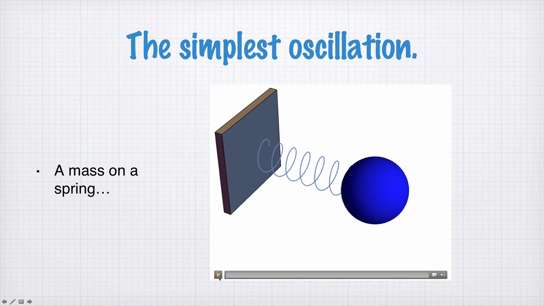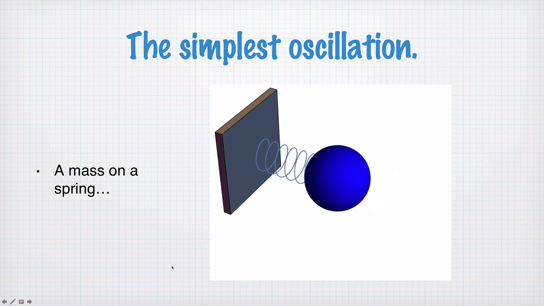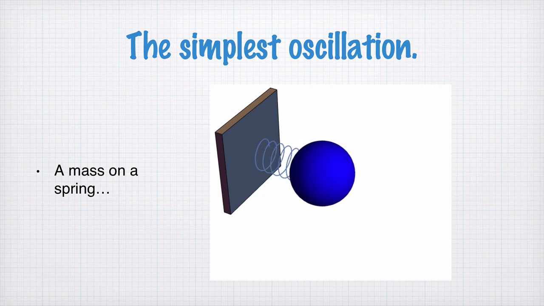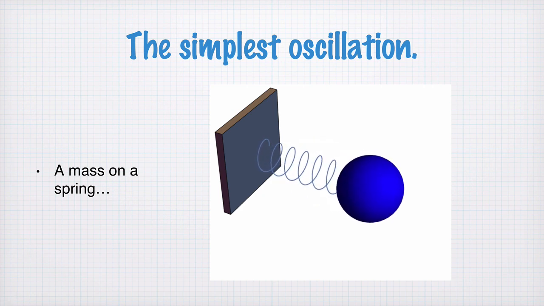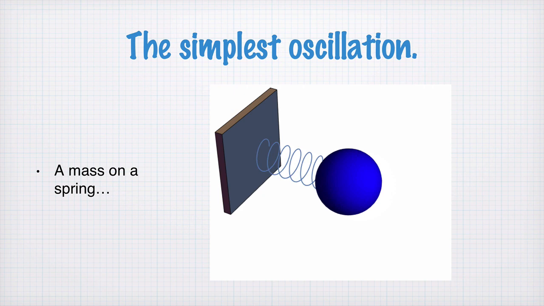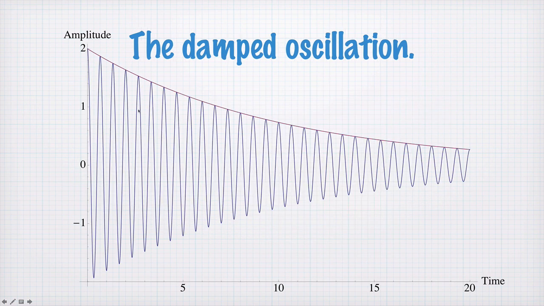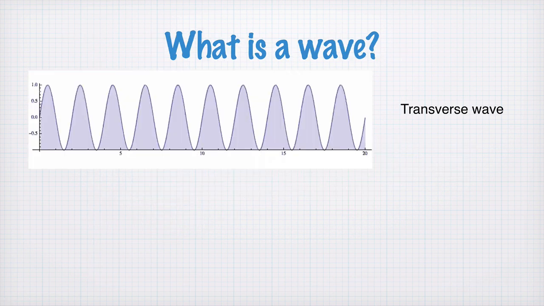We'll be starting with the simplest oscillation, a mass on a spring, bouncing backwards and forwards, and we'll have equations that describe this in terms of the mass and the properties of the spring. Then we'll look at what happens when you add some damping, so the oscillation loses energy over time, like this, and we call this damped oscillation.